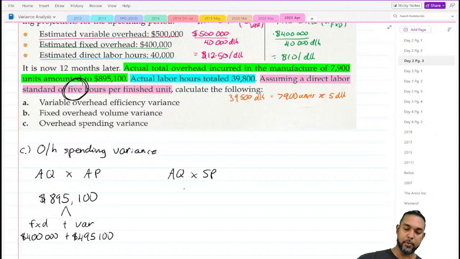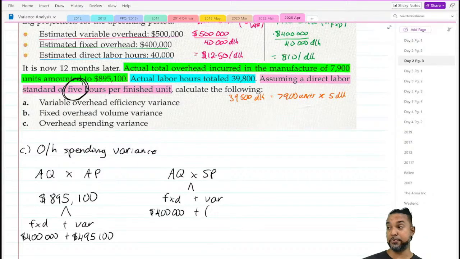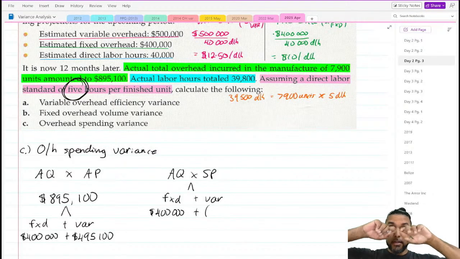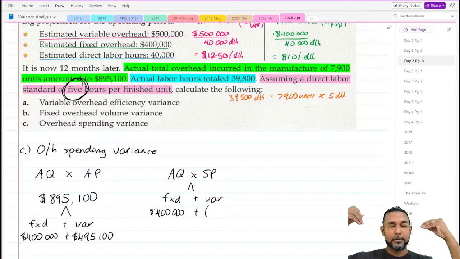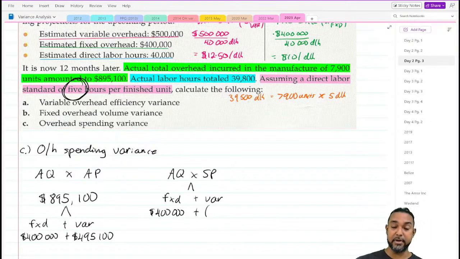Now, what about this part here with the actual quantity by standard price? Again, we're going to split this into fixed and variable. The fixed is still just 400,000. For the variable, that's where our usual calculation for overheads comes in: OAR multiplied by the actual quantity of the application base. That's the part highlighted in blue.